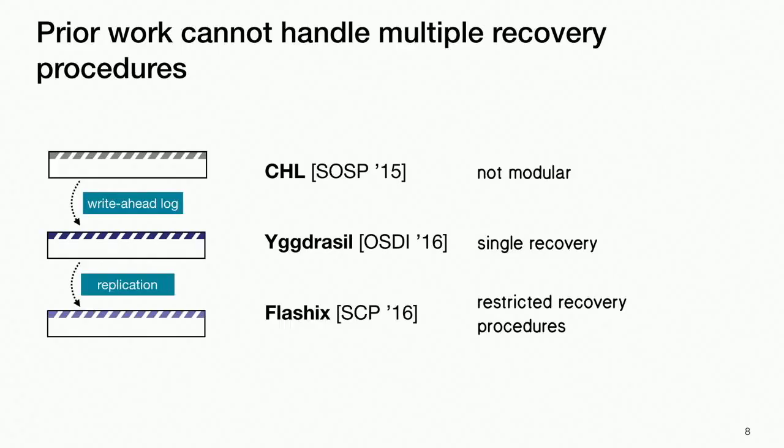And prior work, it turns out, can't do this. So Crash Hoare Logic, our own work from a verified file system, has no way to move from a proof about one recovery procedure to a proof about another. You can only have one recovery procedure at a time. Yggdrasil, similarly, has no metatheory for composing two recovery procedures. It sort of implicitly assumes a global recovery procedure. And FlashX, while they do support composition, they place some restrictions on recovery procedures to make that proof go through, and it disallows both of these systems.